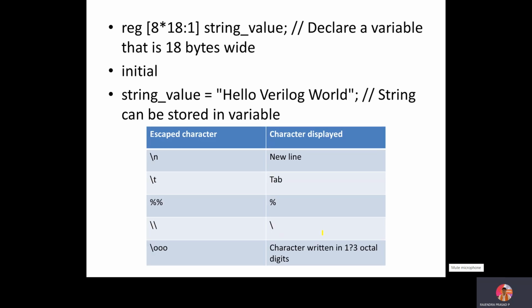So when I'm declaring these strings, we have different escape characters. So backslash n, which is new line, backslash t, which is used for tab, percent symbol for displaying values, double backslash, which is used for a single backslash, and backslash with O, which is a character written as 1 to 3 octal digits. So this is all about the string part which has been declared here, right?